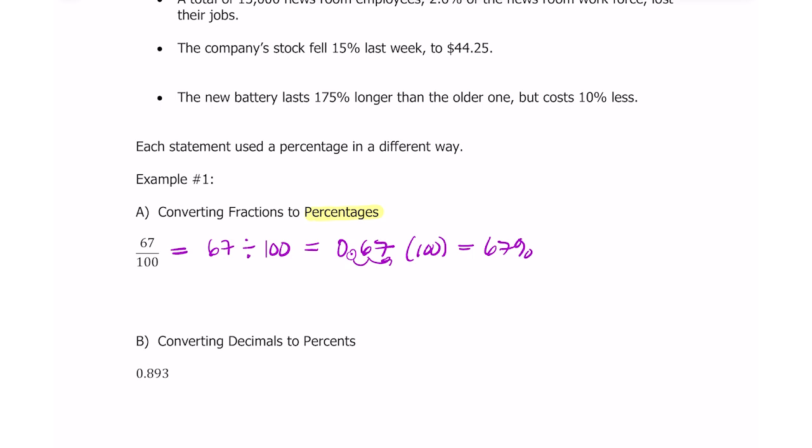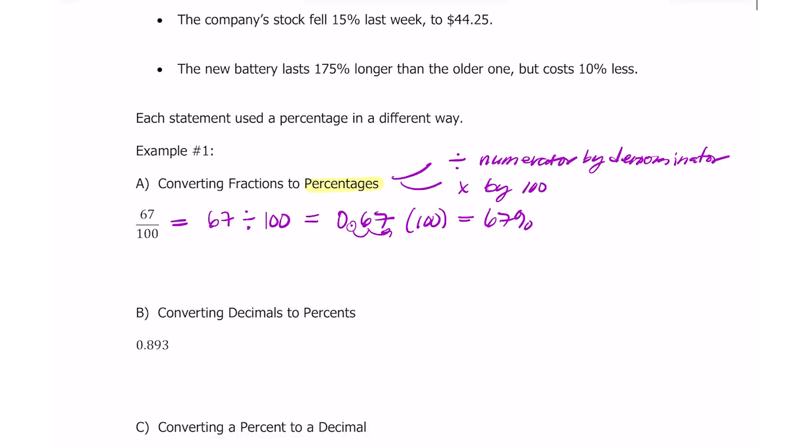So whenever you want to convert a fraction to a percentage, you're just going to divide the numerator by the denominator and then multiply by 100. Remember, the numerator is the top part of the fraction, and the denominator is the bottom part of the fraction. And then we're going to multiply by 100, and of course, add the percent symbol.